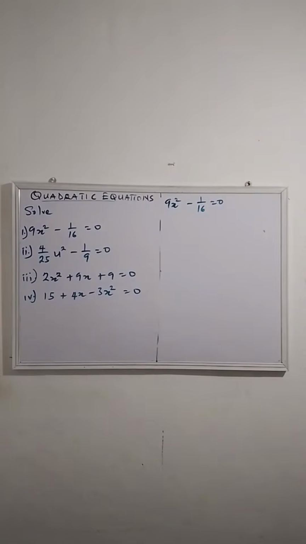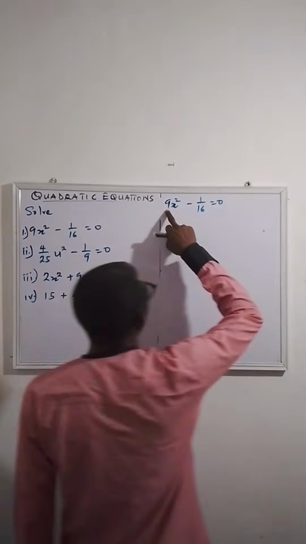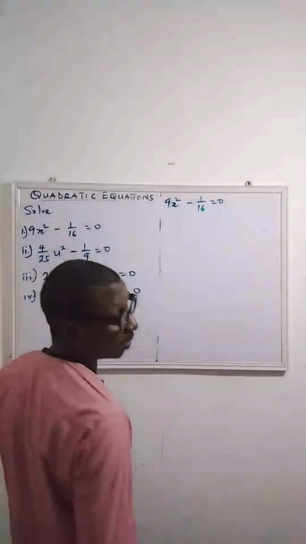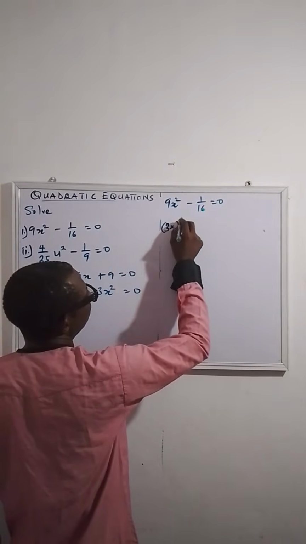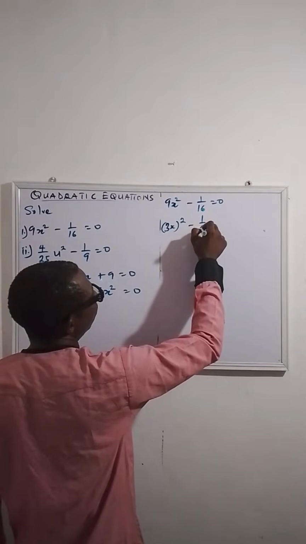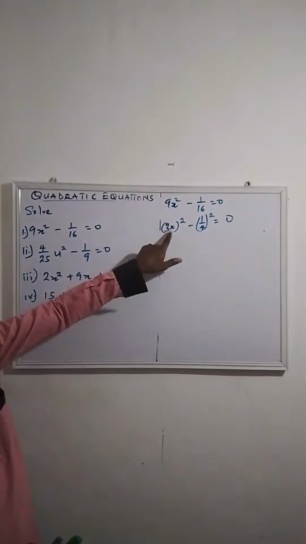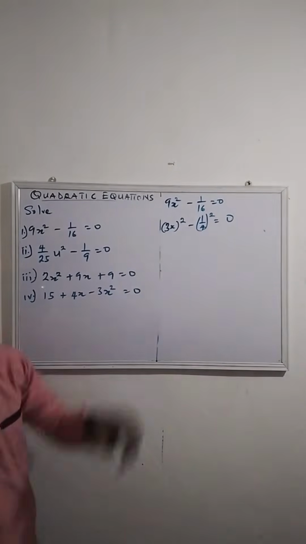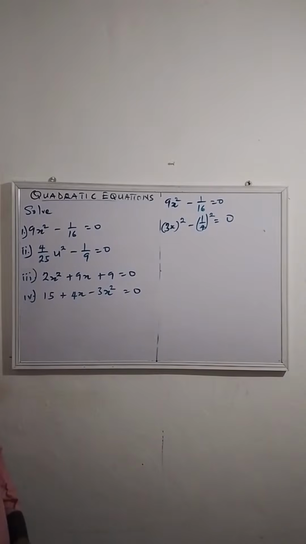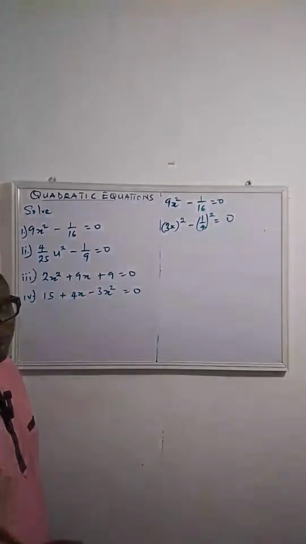The first thing is to look at what we have here. You can adjust this because this is a perfect square, this is also a perfect square, 16 is also a perfect square. So we have this as 3x squared minus 1 over 4 squared equals 0. When you square 3x, you have 9x squared. And when you square 1 over 4, you have 1 over 16. So we are making use of the principle of difference of two squares.